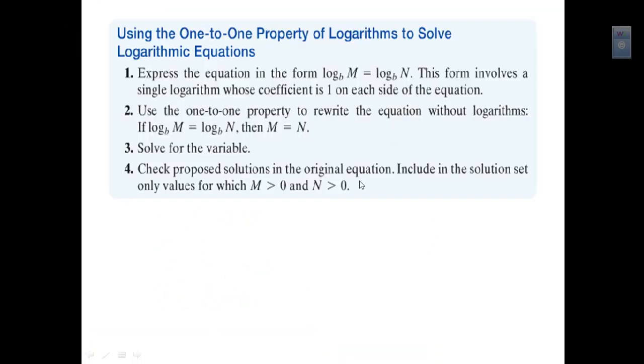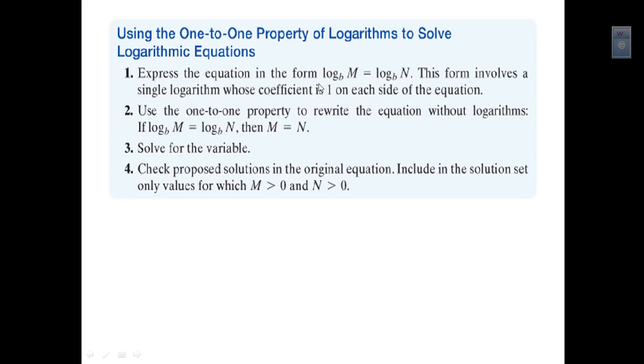All right, now the last property we're going to talk about is using the one-to-one property of logarithms to solve logarithmic equations. It's very similar to the exponential one-to-one property, where we were saying that if the bases were the same, then the exponents had to be the exact same, and we were able to solve it. Well, it's the same thing here with the logs.